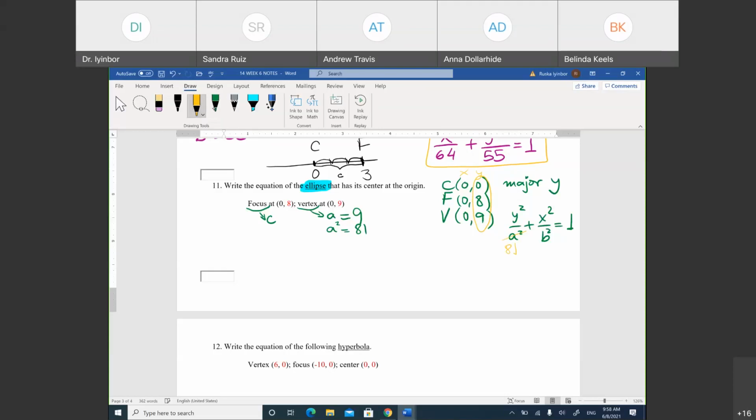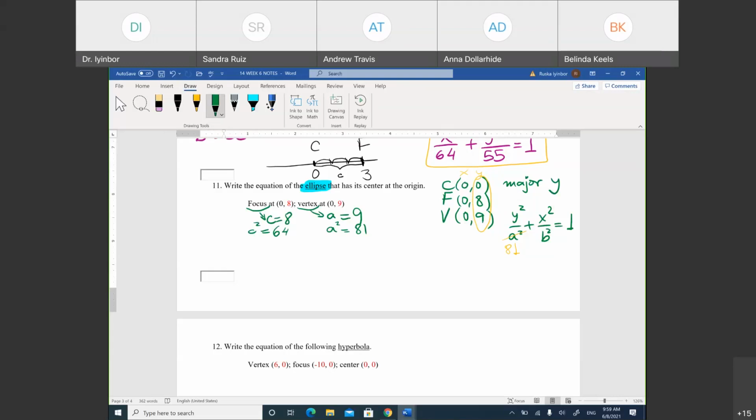Now, let's find what is B. We don't have B, we have C. What is C? What is the number for C? 8. Good job. C is 8. So what is C squared? 64. 64, that's right. So we need to find B.